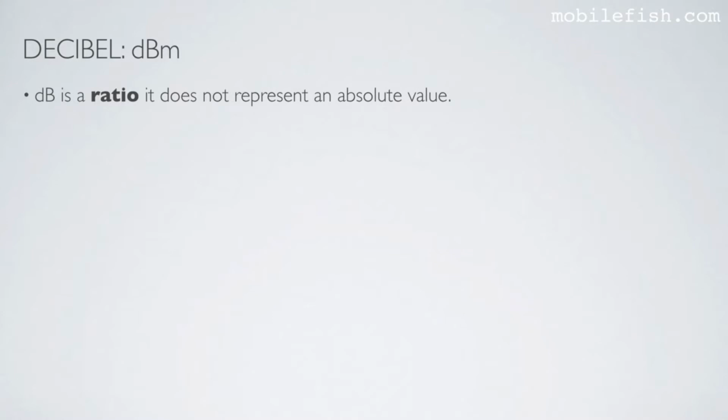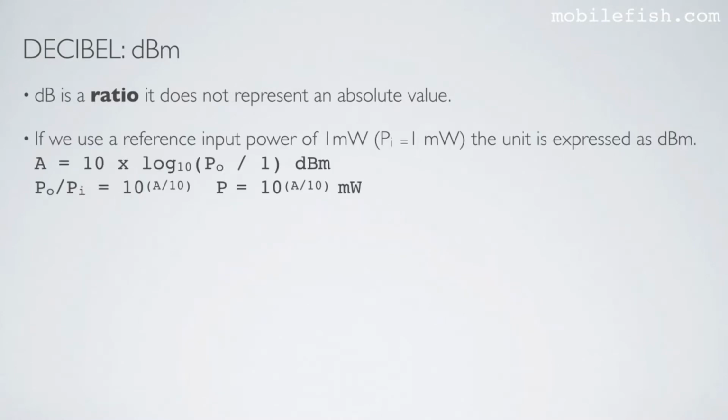dB is a ratio. It does not represent an absolute value. If we use a reference input power of 1 milliwatt, the unit is expressed as dBm. Here are two equations. This equation is used to calculate the decibel value, and as you can see, the input power is 1 milliwatt. If the input power is 1 milliwatt, the unit is now dBm.